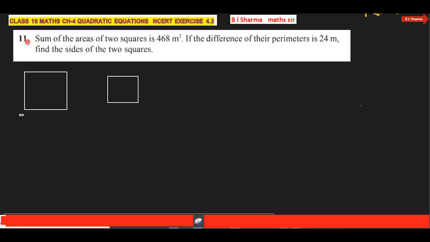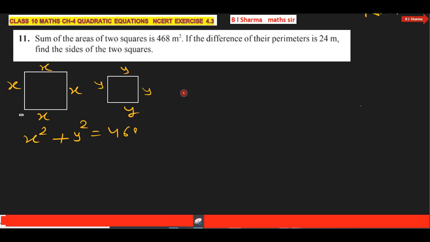Question number 11. Sum of the areas of two squares is 468 meter square. If the difference of their perimeters is 24 meter, find the side of the two squares. देखिए ये दो स्क्वायर्स है, yes और this on this. Let its side is x and its side is y. That is x, that is x, that is x, because all sides are equal. Its area is x square and its area is y square, and that is given 468.